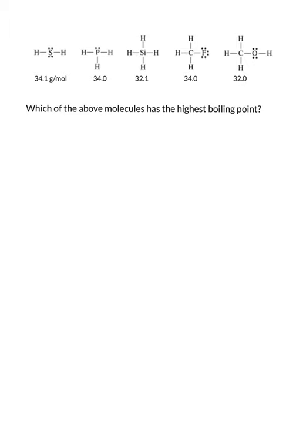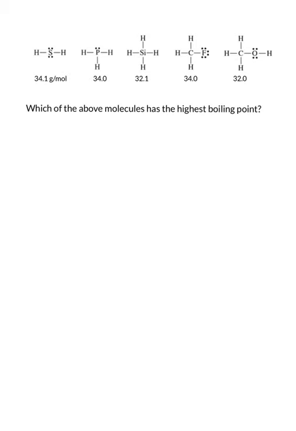All right, so we're going to think about which one of these 5 molecules has the highest boiling point. Notice that their molar masses are all given just below their molecular structure. They're all approximately the same molar mass, so the differences in boiling points should arise due to differences in intermolecular forces between molecules of each type.